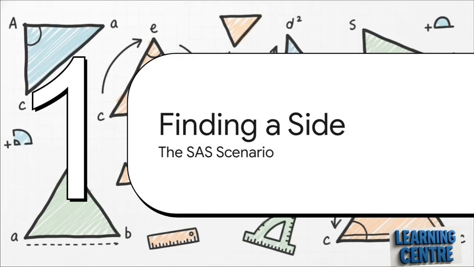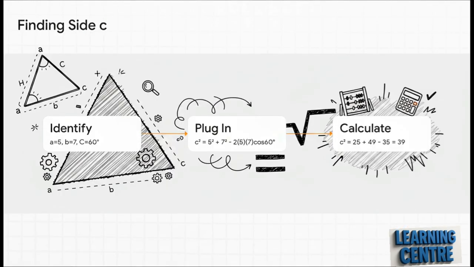All right, Section 3, finding a side. This is Mission 1, the SAS scenario. It's time to put all this theory into practice and walk through it together. Let's break it down. Step 1, we identify our variables. Let's say we have sides of 5 and 7 centimeters and an included angle of 60 degrees. Step 2, we literally just plug these numbers straight into our recipe. Step 3, we simplify the math.